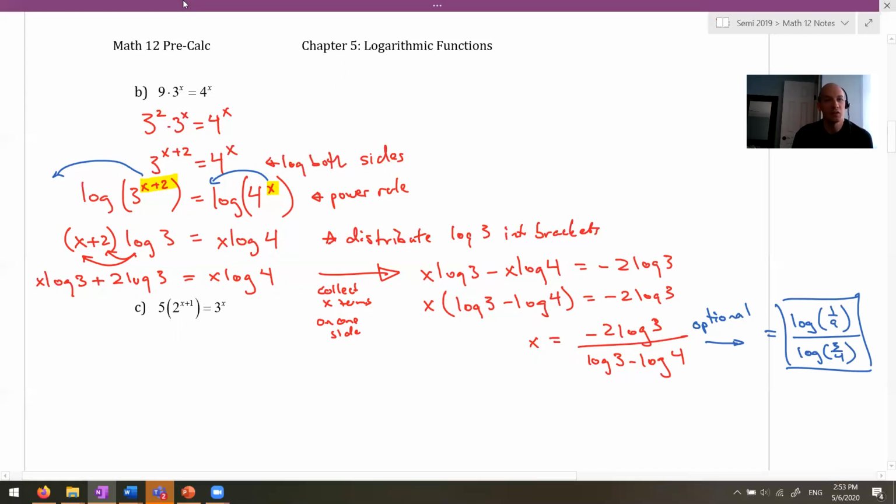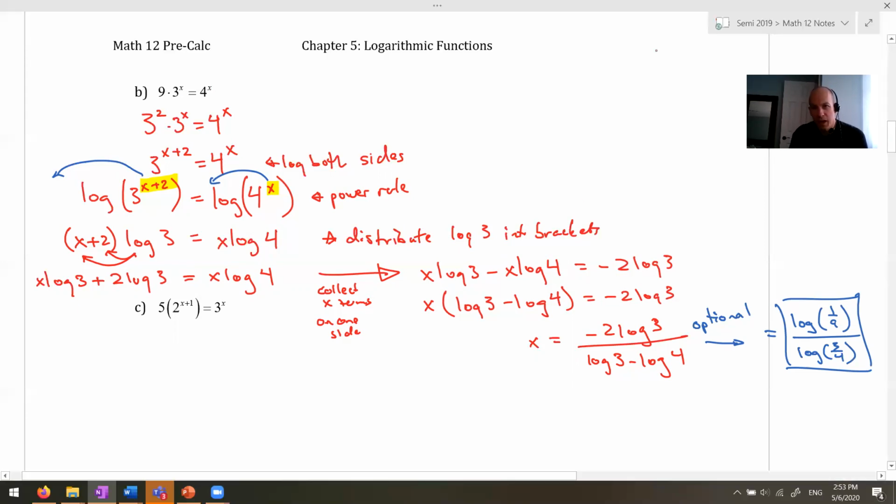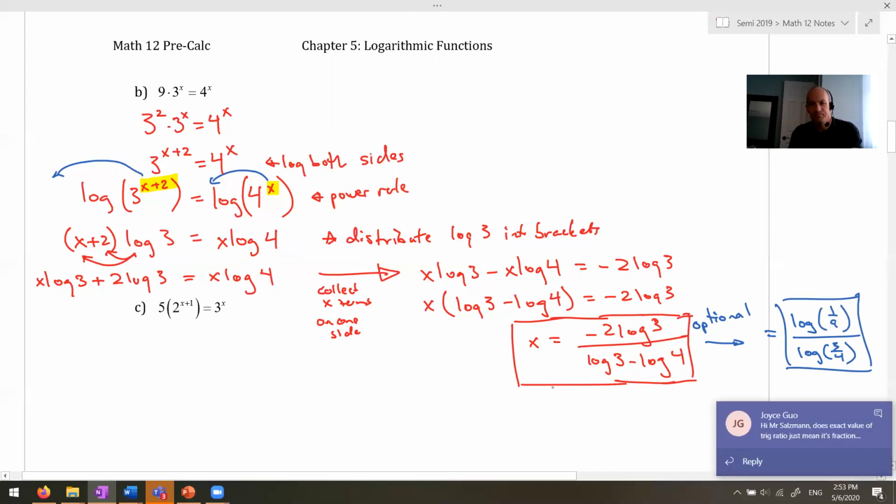So I don't necessarily know what form everyone prefers it in. I can say in the past I have tended to see people usually leave it in this form right here. And if you want to work out an actual value, you can.